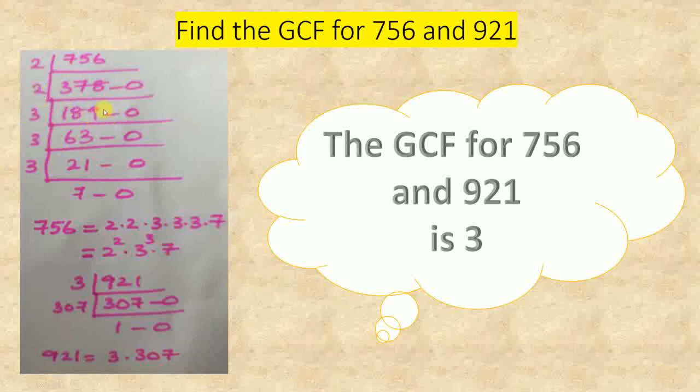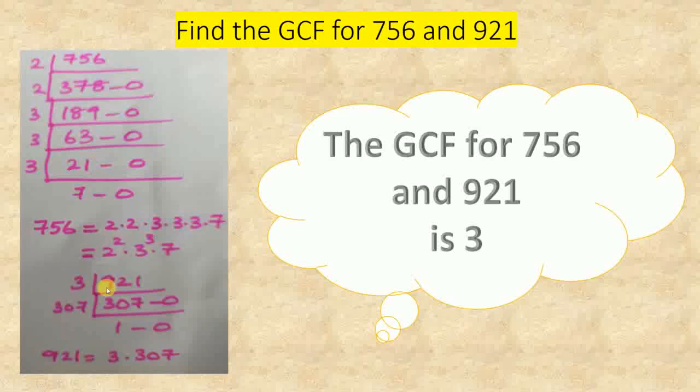Now 189 is an odd number. You cannot use 2. You check whether 3 divides 189. Yes, 3 divides 189. 3 63s are 189. Then 3 21s are 63. 3 7s are 21. So what is 756? It is 2 square into 3 cube into 7.